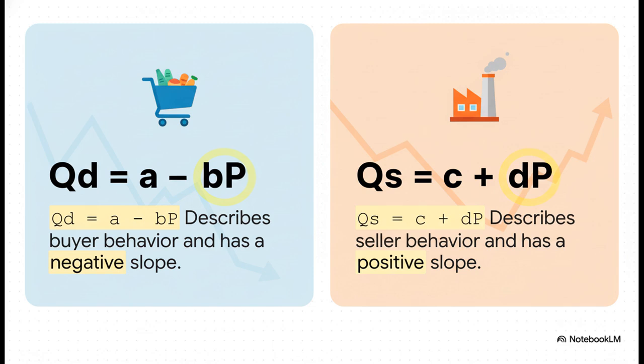Now, the first thing you probably notice is the huge difference, that minus sign for demand and the plus sign for supply. But don't overlook A and C. A is kind of like the maximum possible demand if the product were totally free. And C represents the baseline amount sellers would offer, maybe based on their costs. These constants are where real-world conditions get plugged into our model.